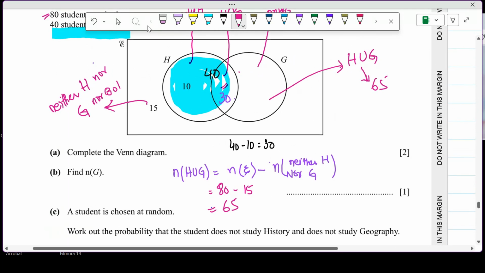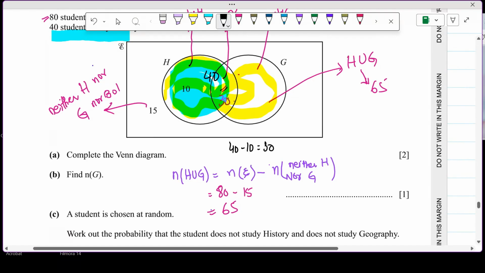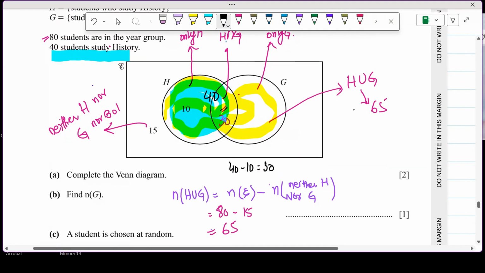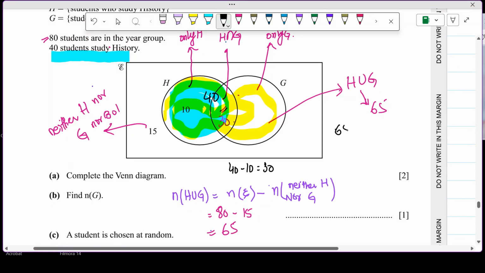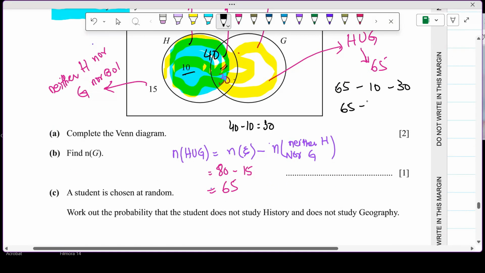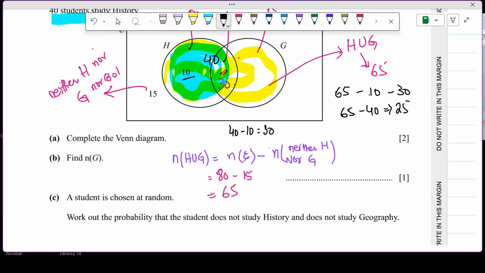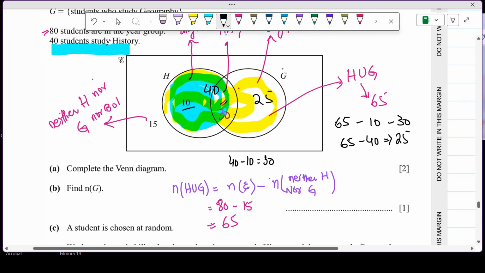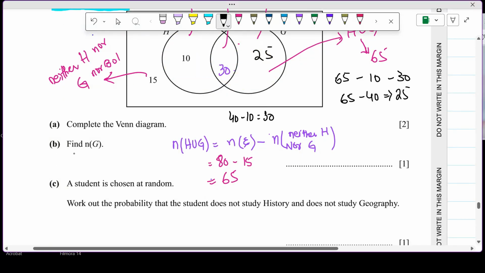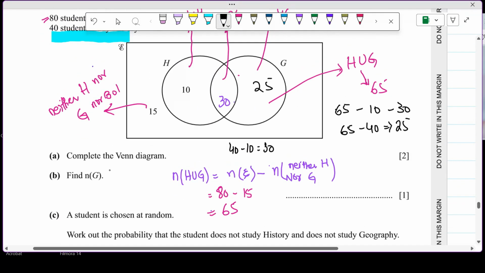So 65, which is represented from here, out of which 10 are studying only history and 30 are studying history and geography both. The remaining students will be in only geography. So 65 minus 10 minus 30. We will have 65 minus 40, and this one is equal to 25. So 25 students are studying only geography. We have completed the Venn diagram. Just erase it. Now part B, find the number of students studying geography.